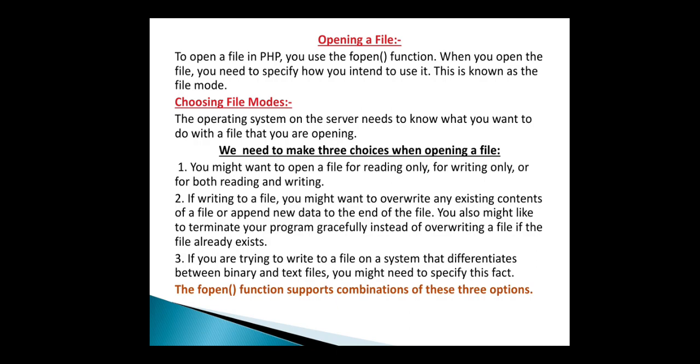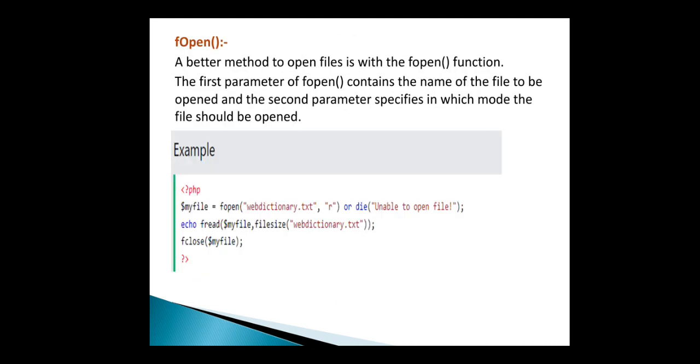If you are trying to write to a file on a system that differentiates between binary and text files, you might need to specify this fact. So here we can make the difference through the file, that is either binary files or text files. Okay, the fopen function supports combinations of these 3 options.